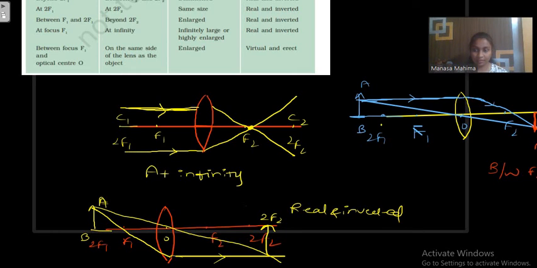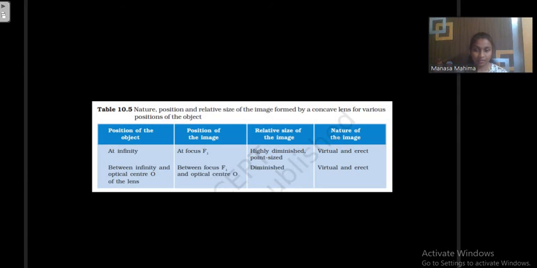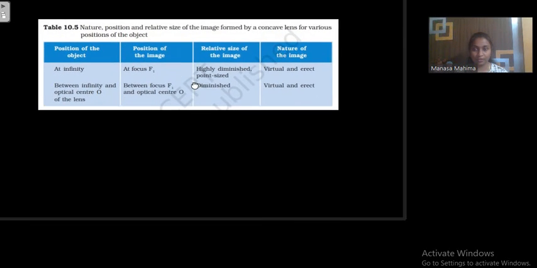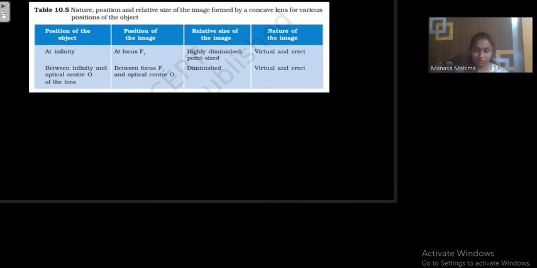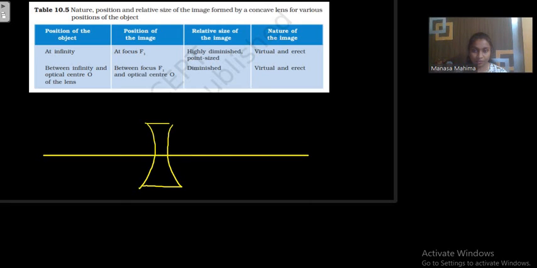Now if we study the concave lens, here there are only two cases where you will get to know the image formation. What are the two cases we have to take? We have to consider the position of the object to be at infinity. First we have to consider the infinite position of the object.